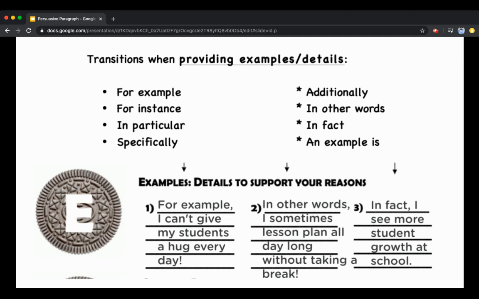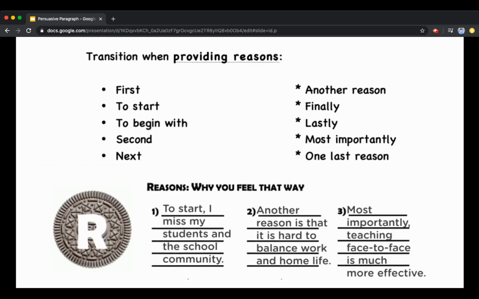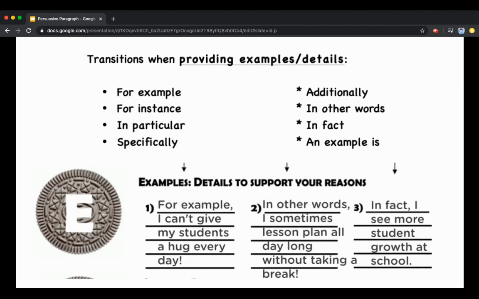Now, to tie into these reasons, to support these reasons even more, I'm going to give an example for each one of these reasons. So let's take a look at my reason number one. To start, I miss my students and the school community. For example, I can't give my students a hug every day. I used a providing examples slash detail sentence starter to really make that one pop.